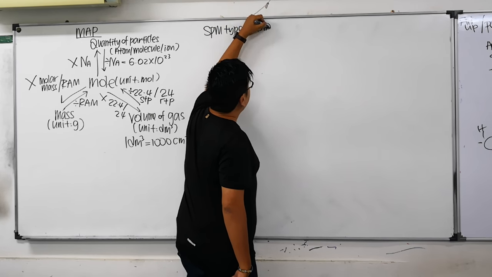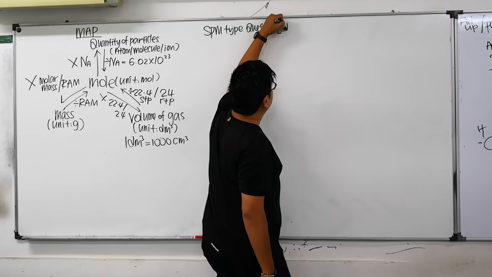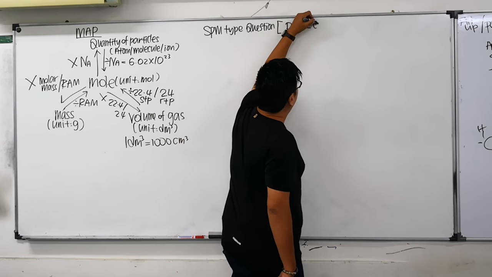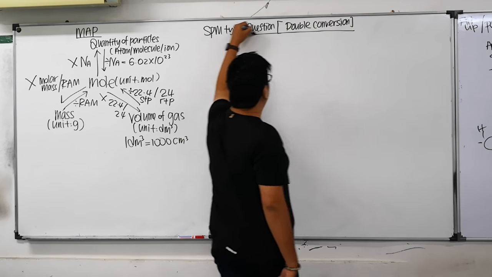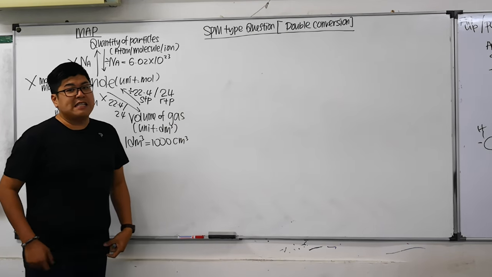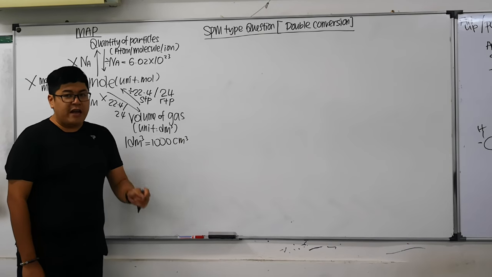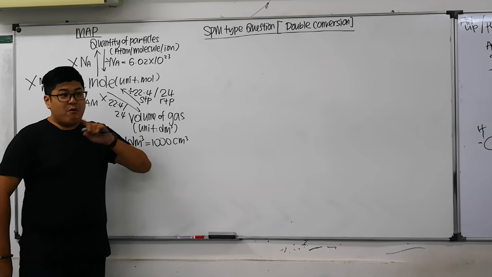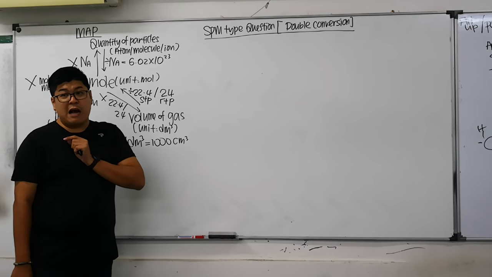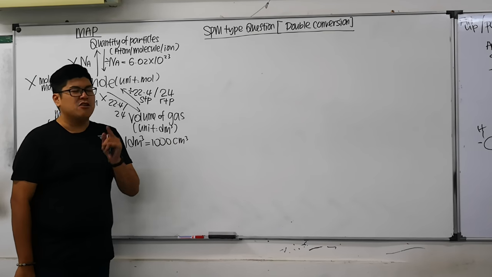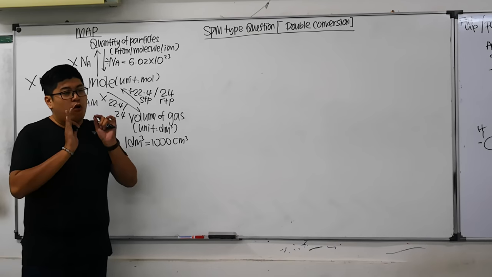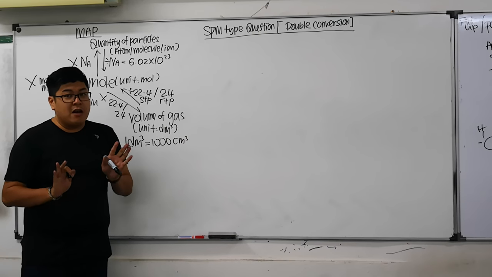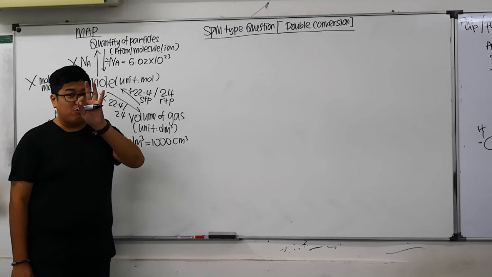In SPM, they always ask you something called double conversion. I repeat, in SPM, they will ask you something called double conversion. What is double conversion? You calculate 2 times. Just now, everything you did, you calculated 1 time only. Now they want you to calculate 2 times. Again, don't be frightened. You do it step by step, you follow every rule I teach you, you'll be fine. Let's use three examples to demonstrate, then we finish.